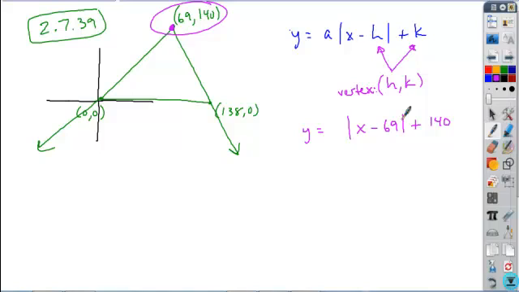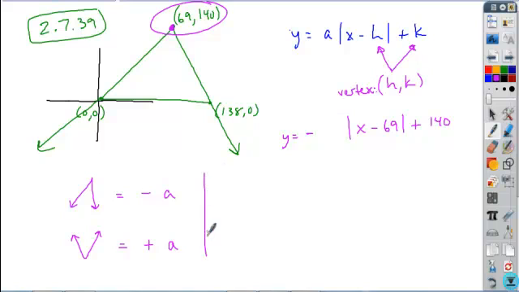Right now, the only thing left to identify is the a value. Remember, a is the shrink and stretch factor. It also gives you the reflection. The fact that this V opens down tells us, is a going to be positive or negative? If the V opens up, you have a positive a. If the V opens down, you have a negative a. So once again, we know there's going to be a negative value.